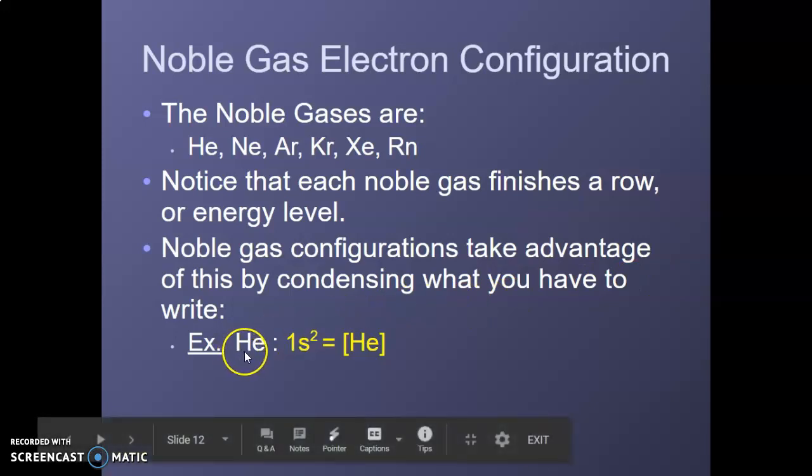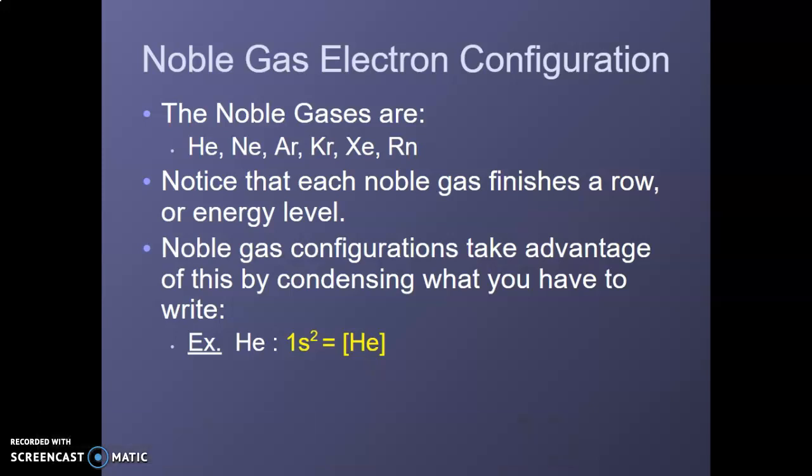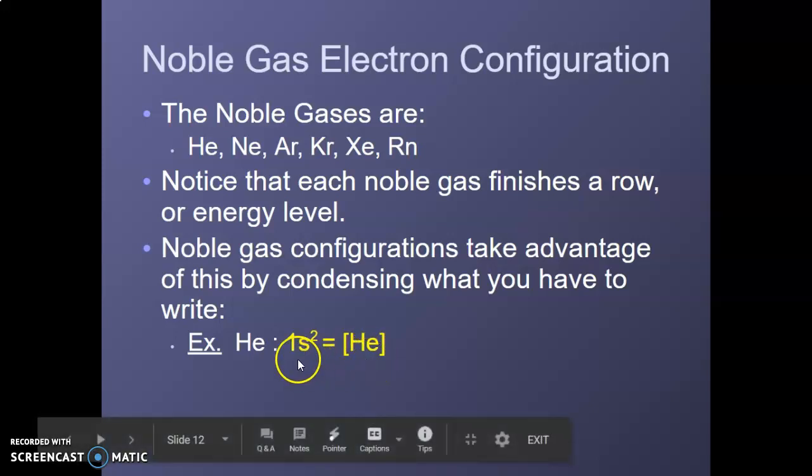All right, helium is element number 2. In its neutral state, it would have 2 protons and 2 electrons, and its electron configuration would be 1s2. But we can abbreviate this, and we can just put bracket helium, and that's the way that we say this, bracket helium. Bracket helium means 1s2.